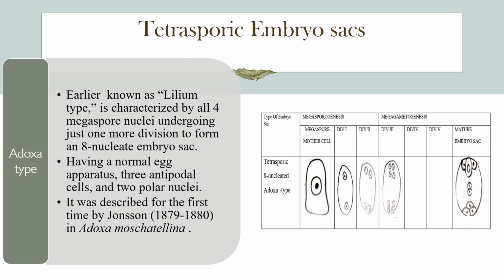The second one, where no nuclear fusion takes place, is the Adoxa type, earlier known as Lilium type. It's characterized by all four megaspore nuclei undergoing just one more division to form an 8-nucleate embryo sac, having a normal egg apparatus, 3 antipodal cells, and 2 polar nuclei. It was described for the first time by Jonsson in Adoxa species.